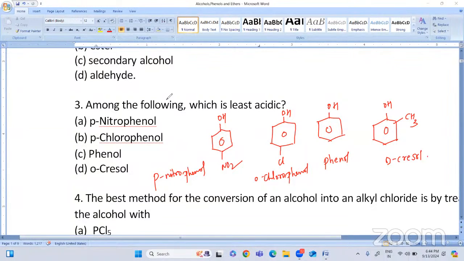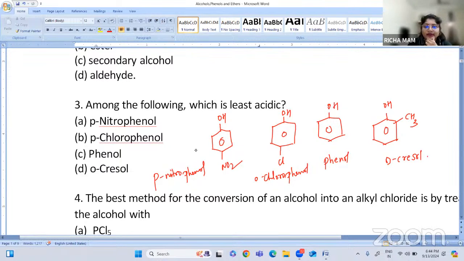So what is said there? Whenever you have electron withdrawing groups, now which are the electron withdrawing groups? Like the nitro group, like the chloro group. These are electron withdrawing groups. They will decrease the electron density. Withdrawing means they will pull the electron towards themselves.